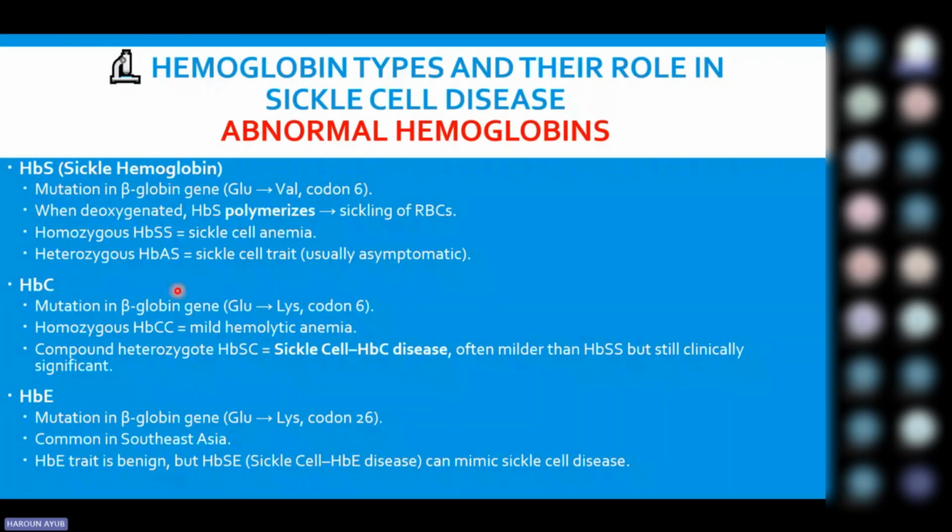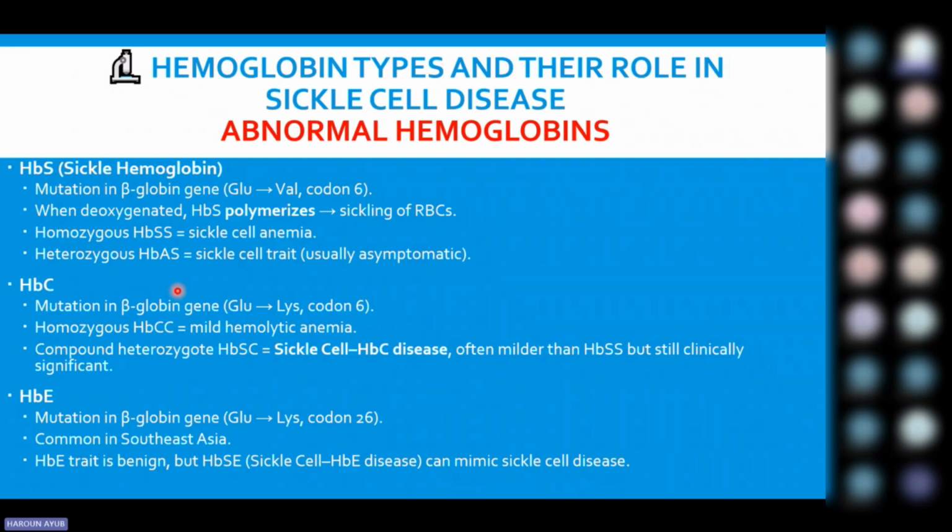HbS, the sickle hemoglobin, occurs through a mutation of the beta globin gene, as we have said, in codon 6. When deoxygenated, the HbS polymerizes and causes sickling of the RBCs, the S shape or C shape that we usually see. The homozygous form, HbSS, is sickle cell anemia, while the heterozygous form, AS, causes the sickle cell trait, usually asymptomatic unless you go to regions with low oxygen, then they'll start feeling it.